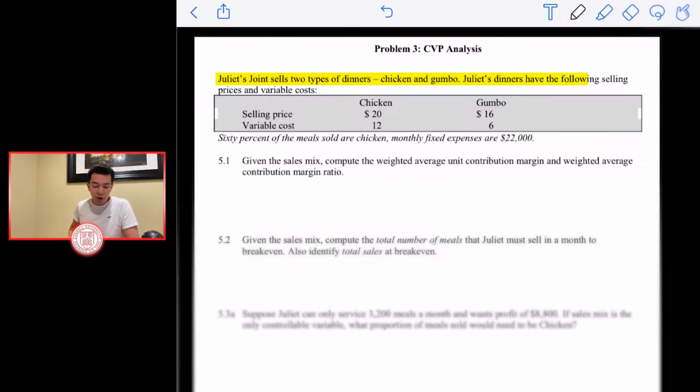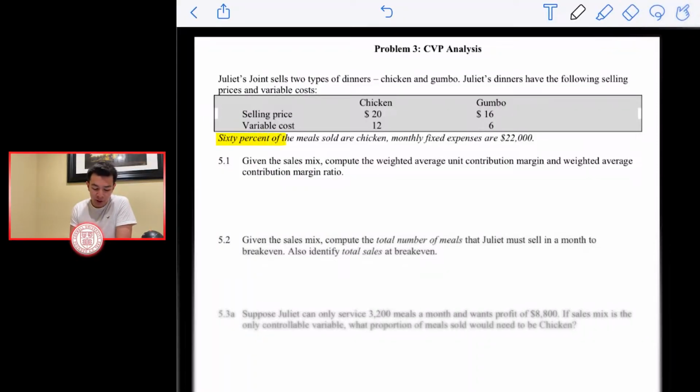Juliet's dinners have the following selling prices and variable costs, right? So they give us a selling price, which is how much they're selling these meals for, and they're telling us the variable costs, how much it costs to make one of these dishes, or the variable costs associated with each dish. For example, for the chicken dish, it would be the labor associated with creating that and perhaps the cost of buying the raw chicken. And they tell us that 60% of the meals sold are chicken and monthly fixed expenses are $22,000.